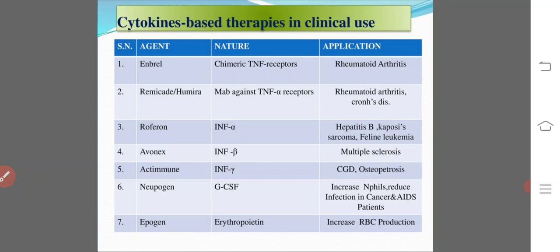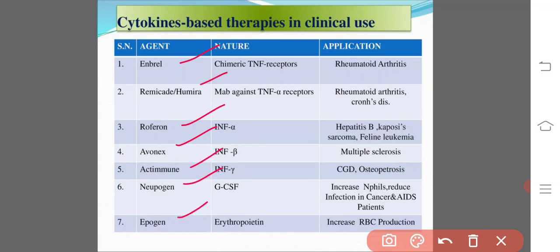There are different kinds of cytokines which are used as therapeutic techniques in therapies. They are in clinical use like Enbrel, Remicade or Humira, Roferon, Avonex, Actimmune, Neupogen, Epogen. So they are used in different kinds of diseases like rheumatoid arthritis, Crohn's disease, hepatitis B, Kaposi sarcoma, feline leukemia, multiple sclerosis, CGD, osteopetrosis, increase in neutrophils, reduce infection, cancer and AIDS patients, increase RBC production. All these are treated with different kinds of cytokines.